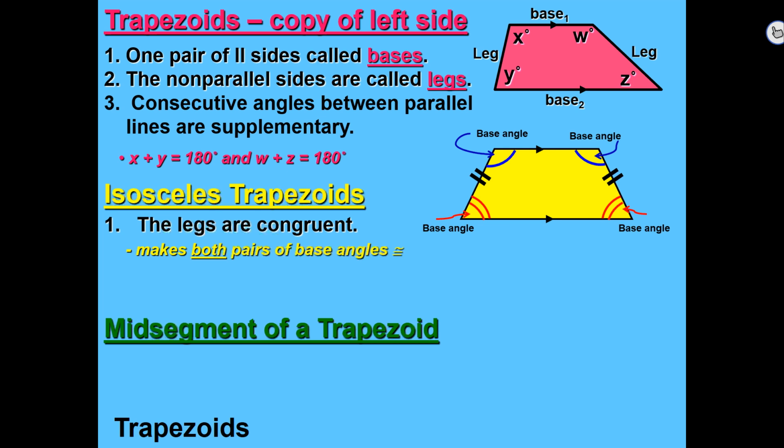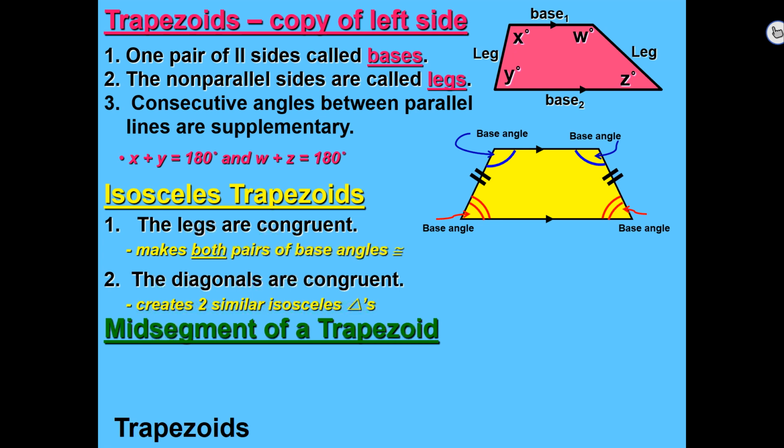Okay. The second property of our isosceles trapezoid is that the diagonals are congruent. So if I was to draw a diagonal from this base angle in blue to this one in red, and from this one in blue to this one in red, they're going to end up being congruent in size. And if those diagonals are congruent in size, it's going to split it into some congruent parts, right?